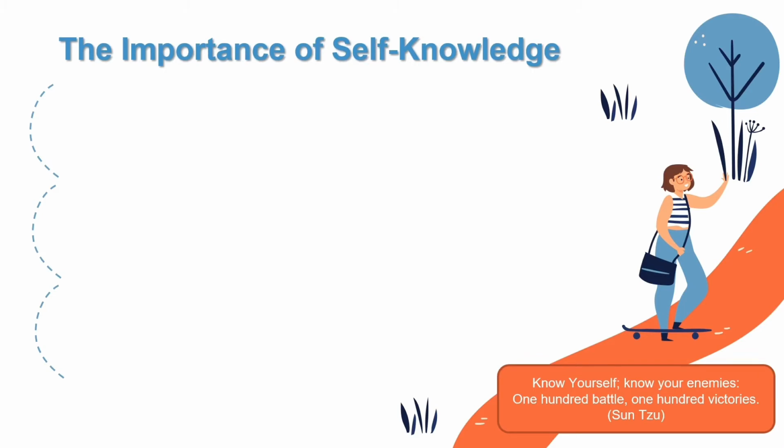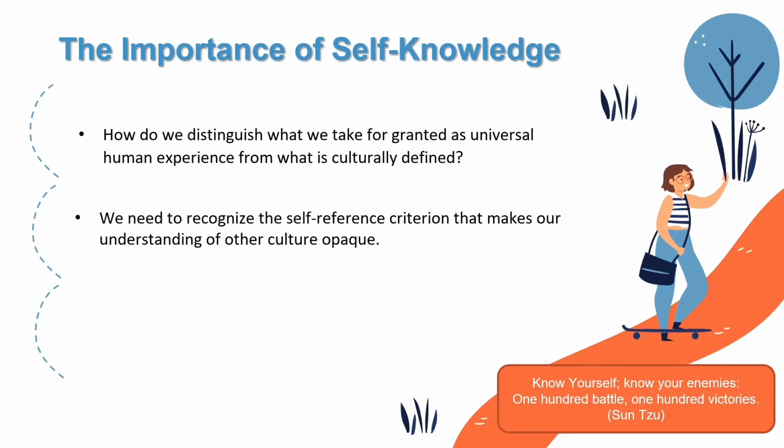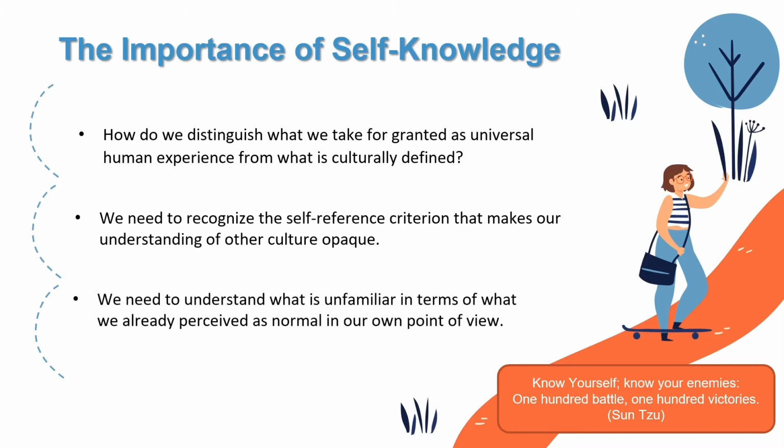Here, we need to answer a question. How do we distinguish what we take for granted as universal human experience from what is culturally defined? The first step we need to take is to recognize the self-referent criterion that makes our understanding of the other culture unclear. We need to understand what is unfamiliar in terms of what we already perceive as normal from our own point of view. So all in all, in order to open up to new cultures, you need to recognize your self-referent criterion and accept that the words normality and rationality are only culturally defined.